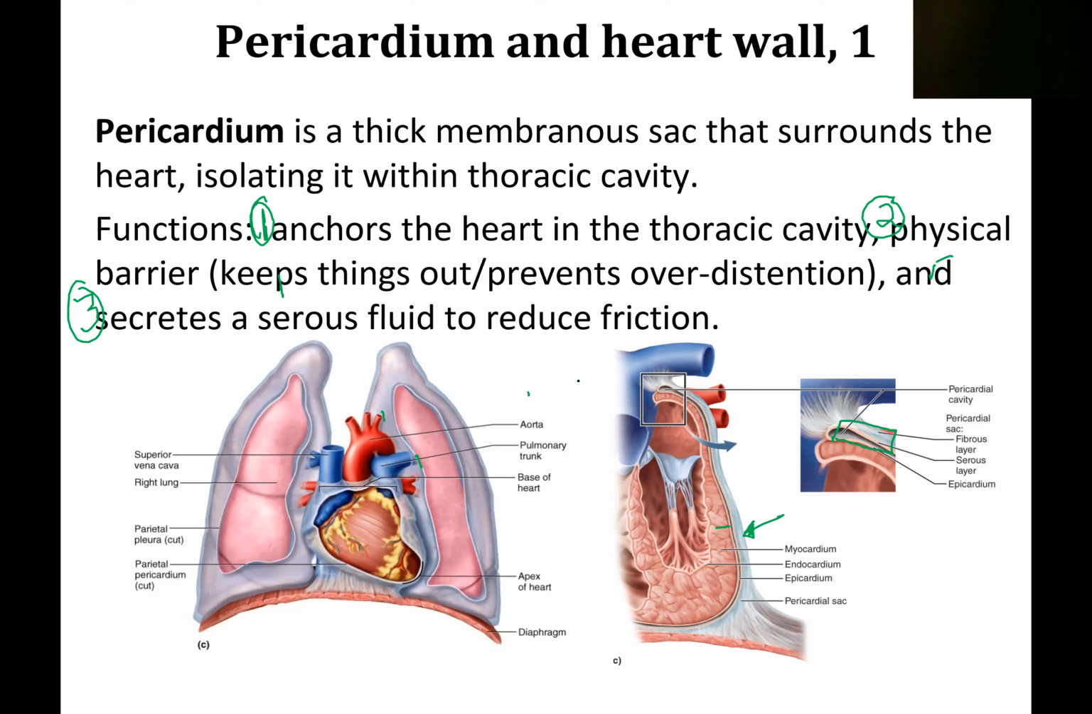Pericarditis is when this layer gets infected. Sometimes there's an overproduction of fluid, and that can be a problem. And sometimes there is a reduction of fluid production. And so there would not be that serous fluid-filled space.